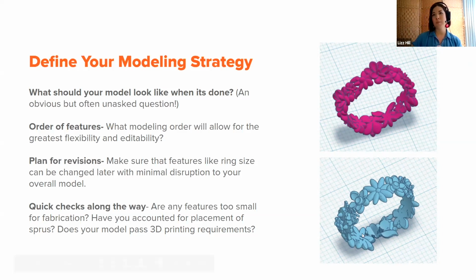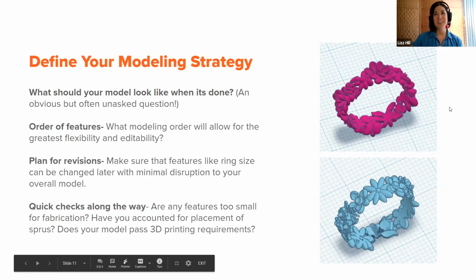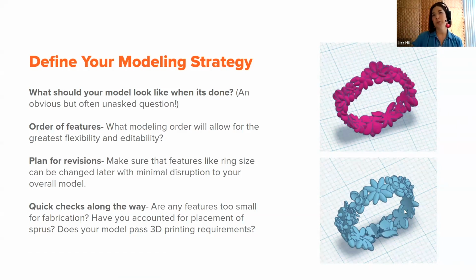So I put these two images up on screen because this is a perfect example of when I did not do quick checks along the way. This was a floral ring in Tinkercad that I did through my April online classes. The top pink ring was one that I just did as the demo, just to build my tutorial. And then when I went to see if I could fabricate it, I realized, nope, I cannot. There's too many small details which cannot be fabricated.